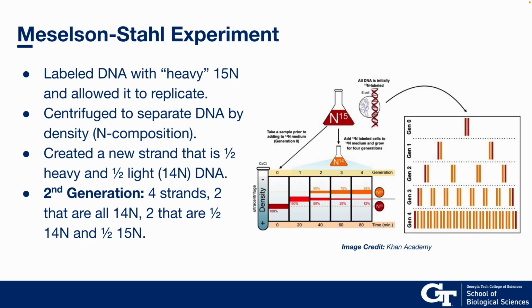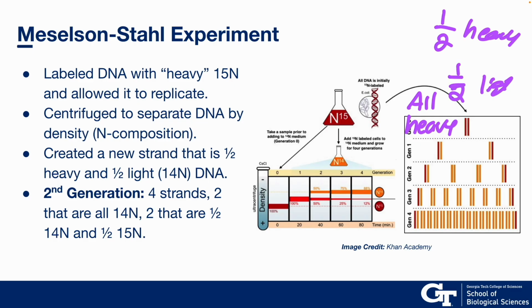Well, on the first generation, we have all heavy, right? All heavy. Then on the second generation, what happened? We got half heavy, half light. That's in the second generation. And in the third generation, what happened? We got one strand that was half heavy, half light, and we got two strands that were completely light. And that makes sense because we're using all light nitrogen from now on. We only have the original heavy strands. And that follows the semi-conservative model, right?